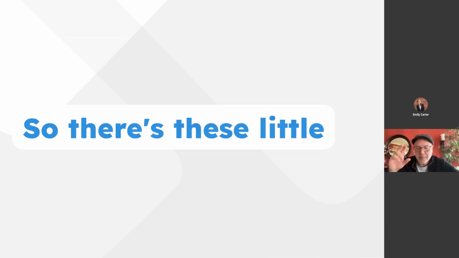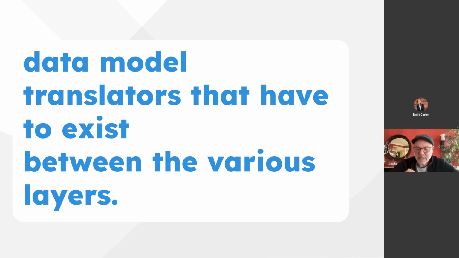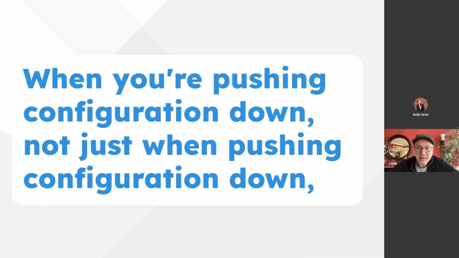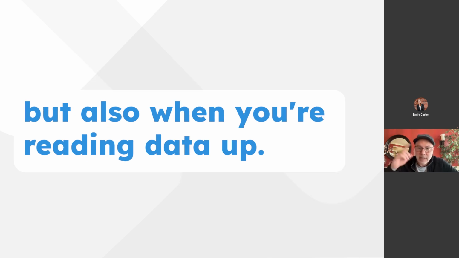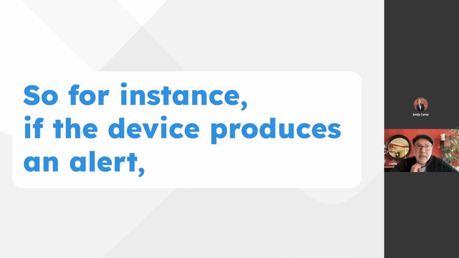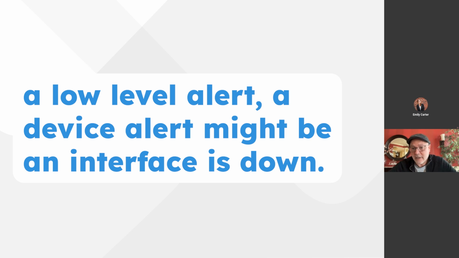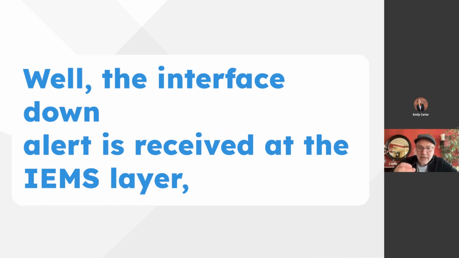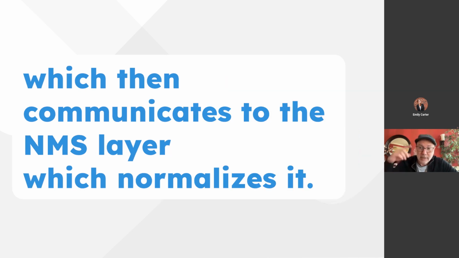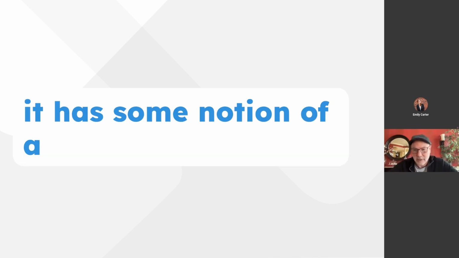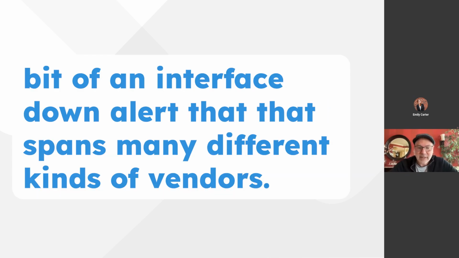So there are these little data model translators that have to exist between the various layers when you're pushing configuration down. Not just when pushing configuration down, but also when you're reading data up. So for instance, if a device produces a low-level alert, a device alert might be an interface is down. Well, the interface down alert is received at the EMS layer, which then communicates it to the NMS layer, which normalizes it. So now it has some notion of an interface down alert that spans many different kinds of vendors.